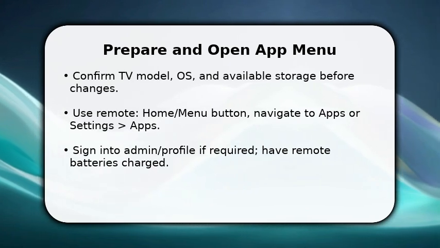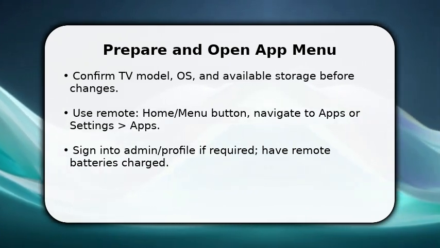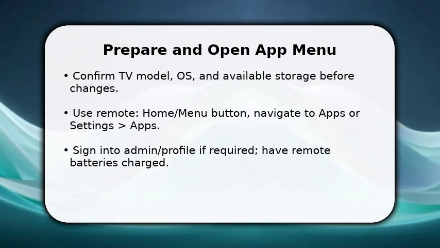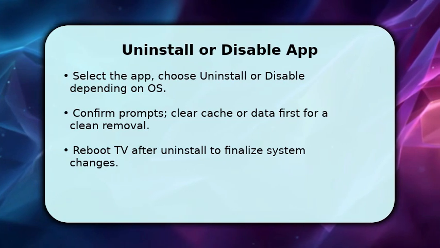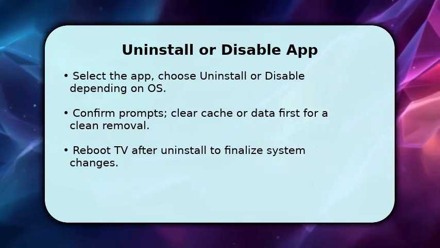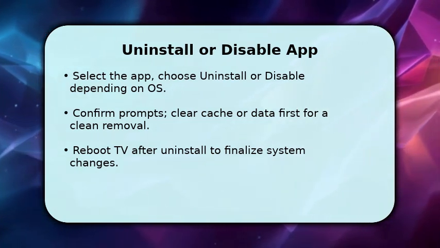Once in the app list, highlight the app you want. Don't press delete yet. Just open its details to check size and permissions. You now proceed to uninstall or disable the app depending on what the OS offers. Select the app and choose Uninstall.